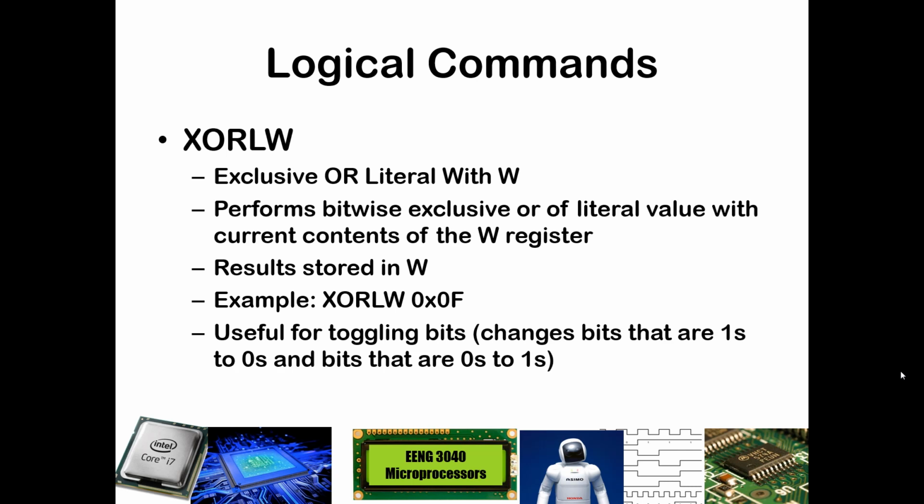XORLW is the exclusive OR, and so that is very similar to the inclusive OR, except if both of those bits are 1, it will output a 0. And so this is useful for toggling bits. So if a bit is a 0 and you have a 1 in the literal value in that position, it will toggle to a 1. If a bit is a 1 and you have a 1 in the literal value there, then it will toggle to a 0. So this will effectively toggle all of the output values in the places where you put 1s in that literal. So that's a nice way to blink a light on or off.